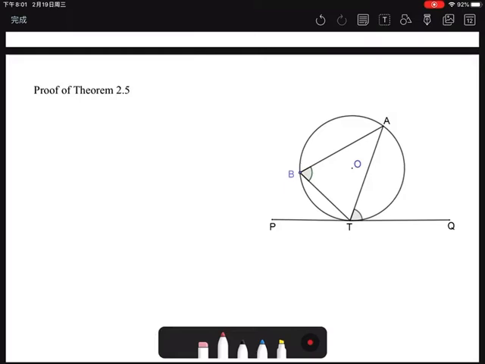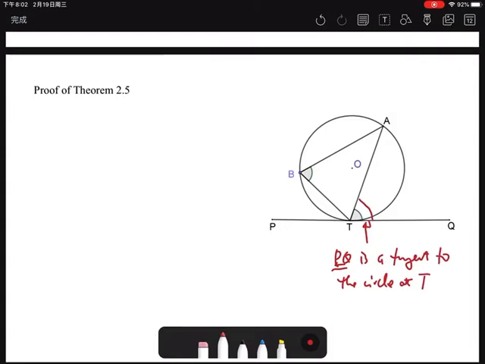Now let's try to prove this theorem. The given condition is a tangent-chord angle and also an angle in alternate segment. But how can we prove these two angles equal? Firstly, the given condition is that PQ is a tangent to the circle at point T.